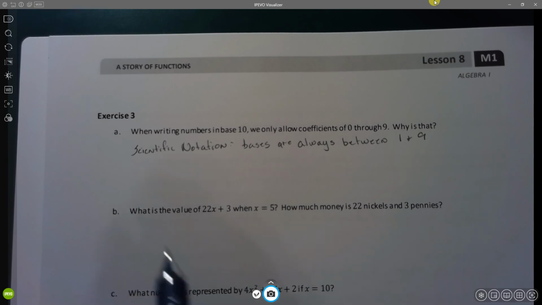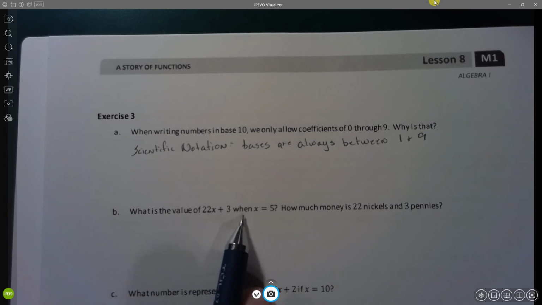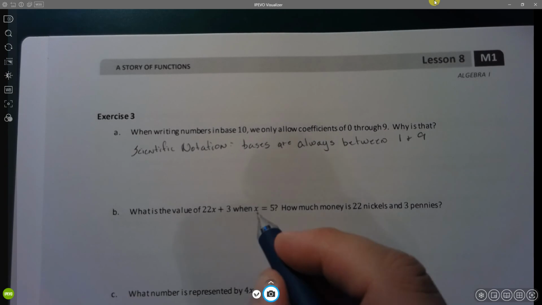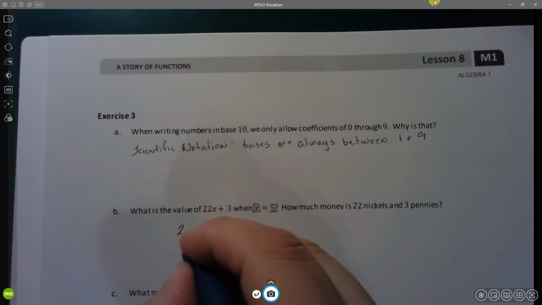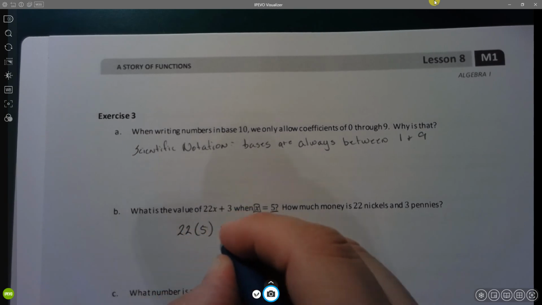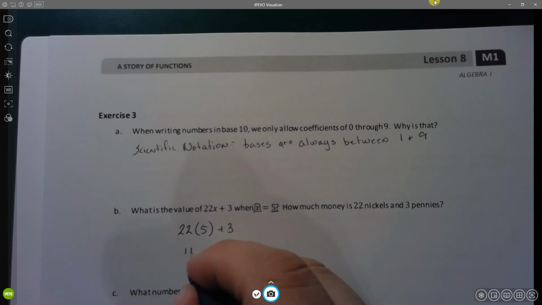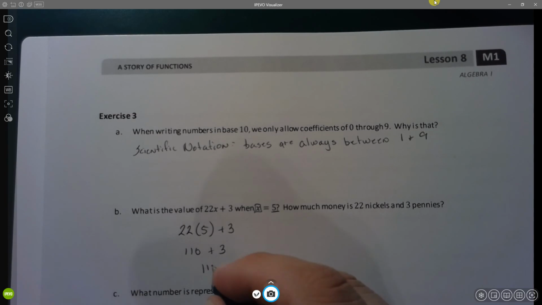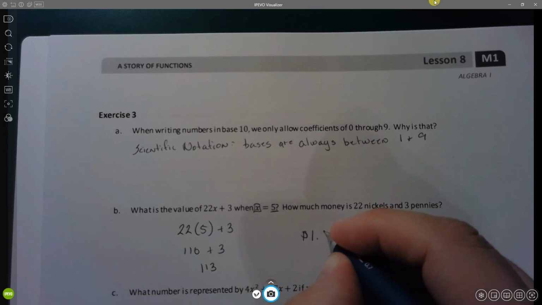All right? Part B. What is the value of 22x plus 3 when x equals 5? How much money is 22 nickels and 3 pennies? So everywhere I see an x, I'm going to substitute in 5. So 22 times 5 plus 3. Okay, 22 times 5 is going to be 110 plus 3. So that's 113. So how much money is 22 nickels and 3 pennies? It is $1.13.